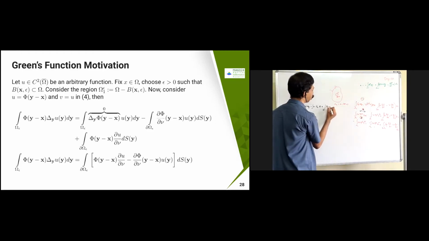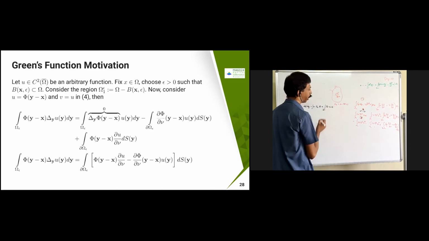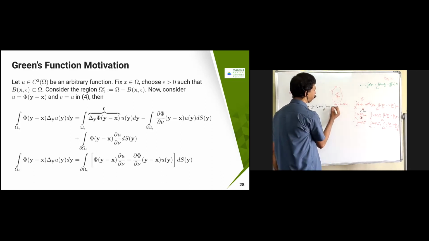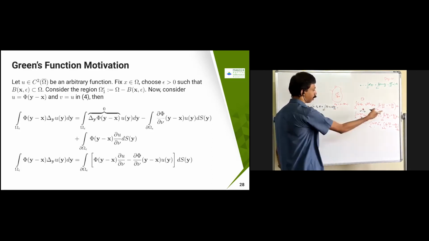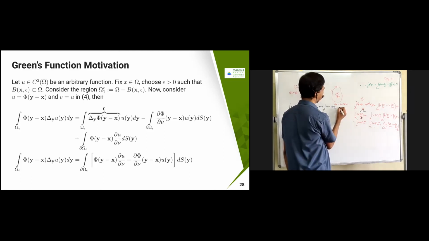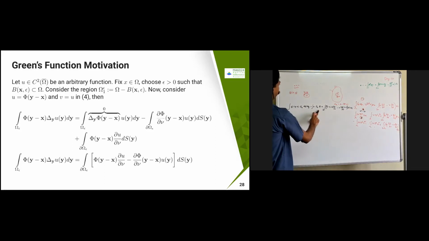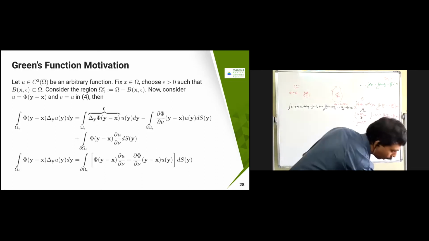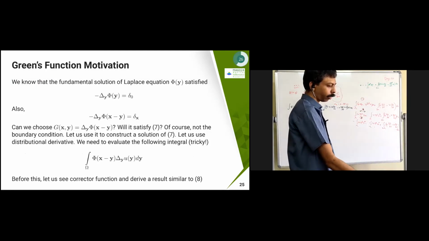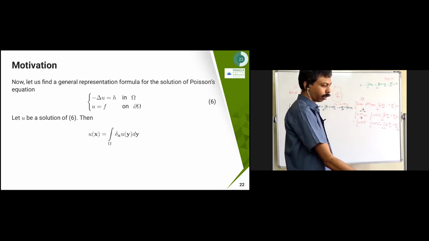So I'm just writing the first one: pi of y minus x into dou u by dou nu, minus the second one, u into dou pi by dou nu, where pi is pi of y minus x, into d of s. Now what we have is del y of pi, which we already know from here.